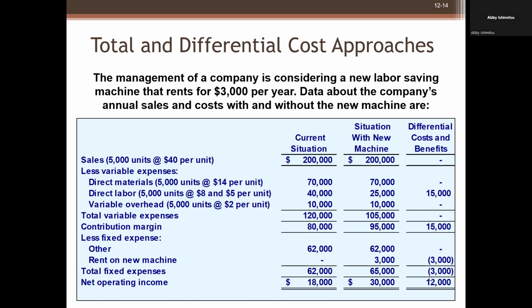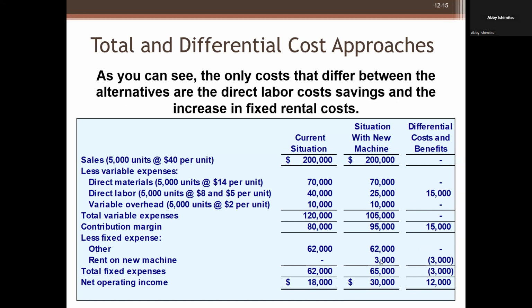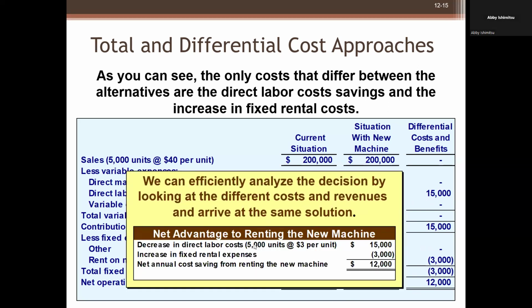So therefore, if you were just making this decision based on cost, you should rent the machine. Now, some people do a method where you just do just the incremental costs. Incremental labor costs go down, so that's a plus. Increase in expenses go up, so that's a minus.